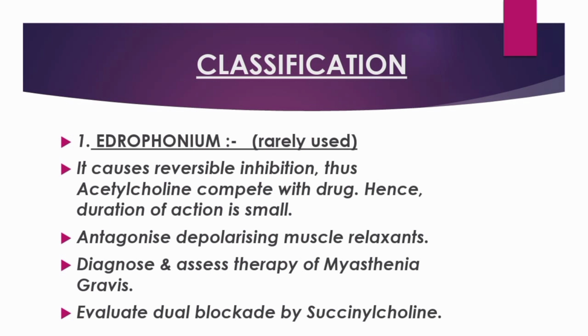So let's look at the other points too. The drug Edrophonium antagonizes depolarizing muscle relaxants, and one good example of a depolarizing muscle relaxant is succinylcholine, SCH. We already know. Then the next point, diagnose and assess therapy of myasthenia gravis. Means the drug Edrophonium is used in the diagnosis and therapy of myasthenia gravis. Then the next point, evaluate dual blockade by succinylcholine. So please have a note of it.